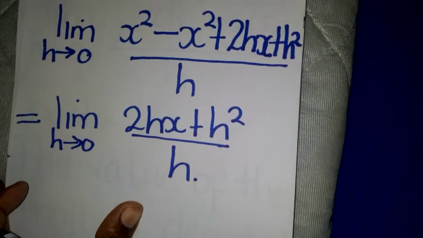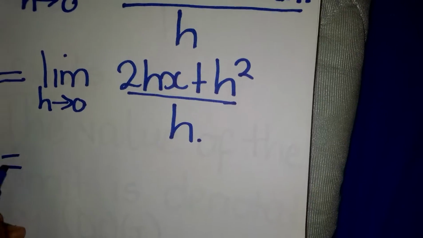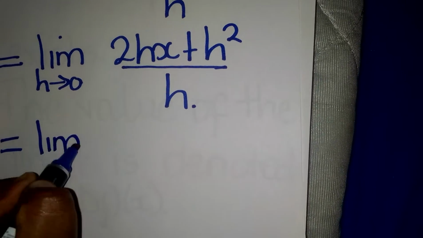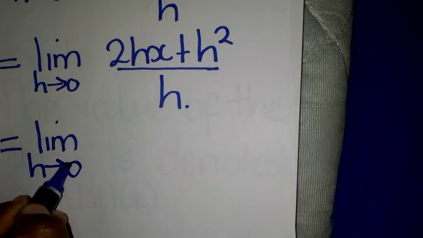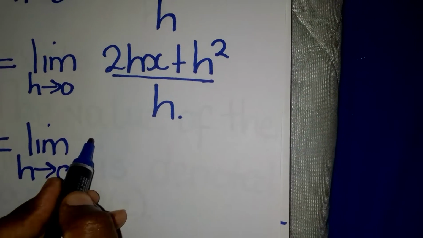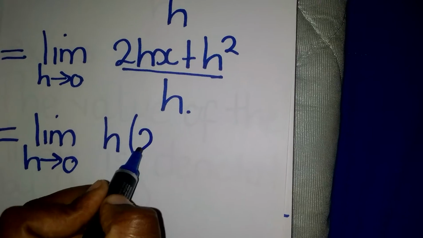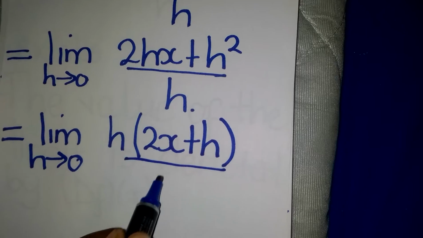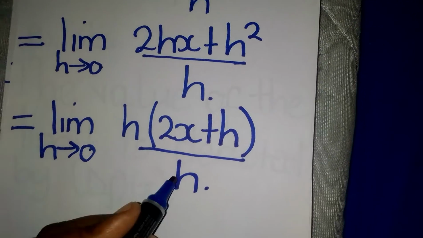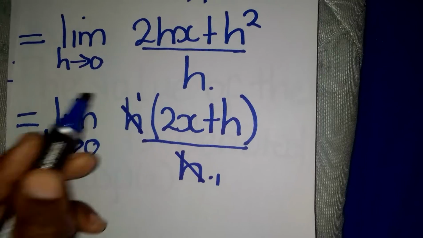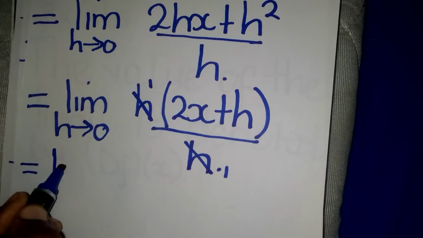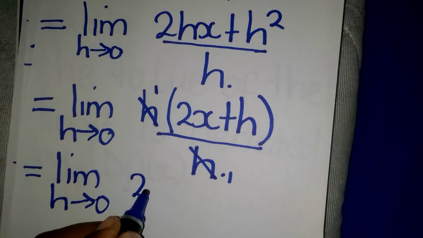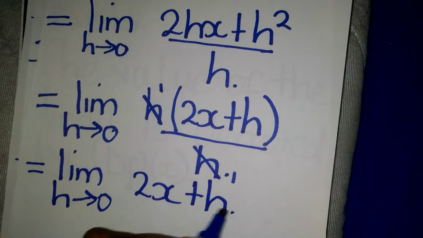Then we have the limit as h tends to 0. We factor out h there. We have h times 2x plus h, all over h. Then this h goes. We remain with the limit as h tends to 0 of 2x plus h.